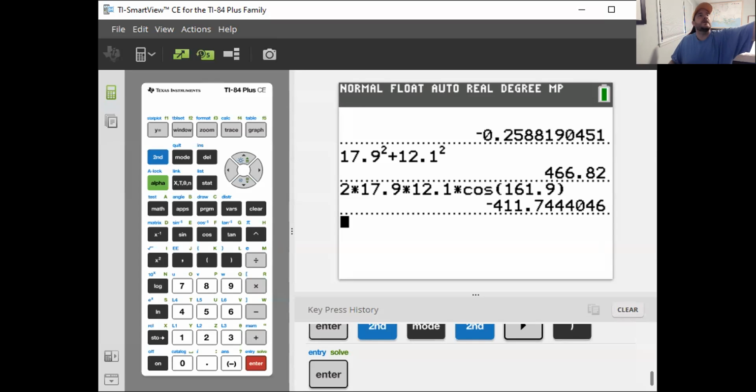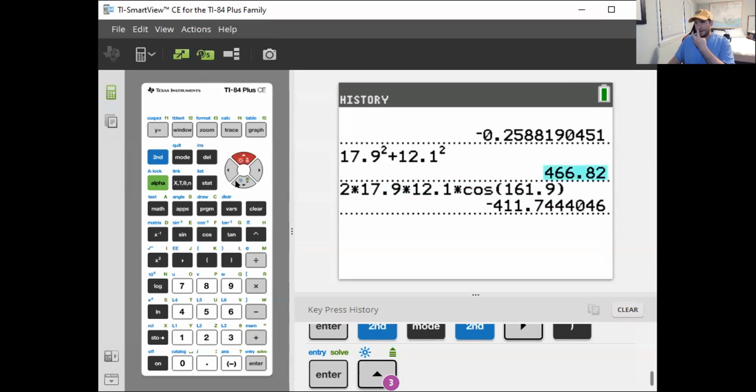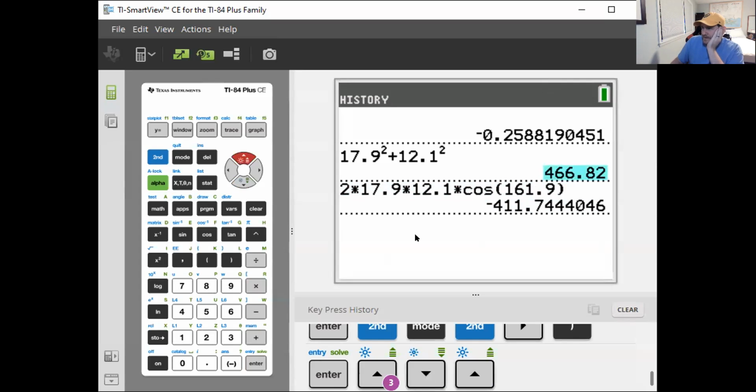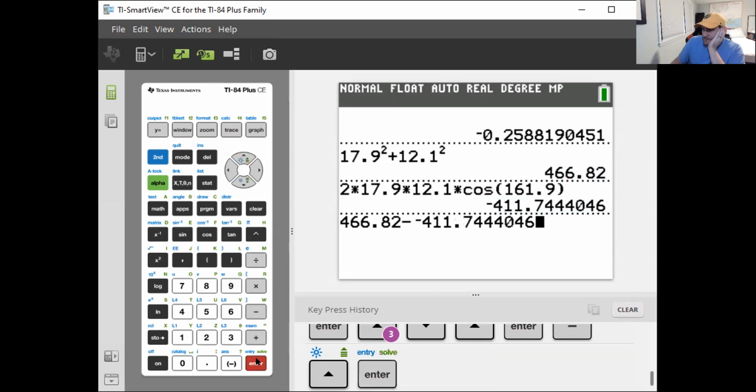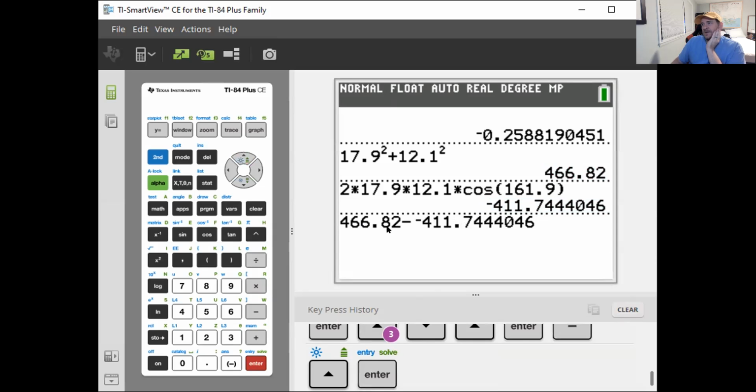Anyway, so what do you do from here as far as just using your calculator efficiently? You've got 2 choices. If you've got a new calculator, then you can scroll up like this and highlight the work or highlight the answer. So this might be the easiest thing: highlight that number, say enter, then say minus, highlight the next one, say enter, and now you've got it. You're doing the 466 blah, blah, blah, minus the negative, you hit enter, you get your answer, okay?